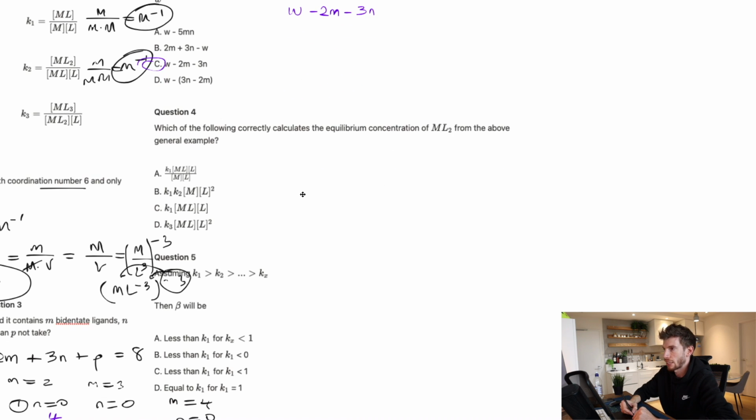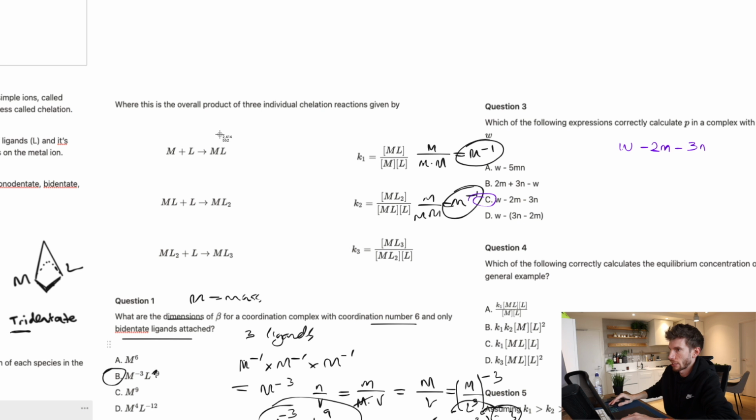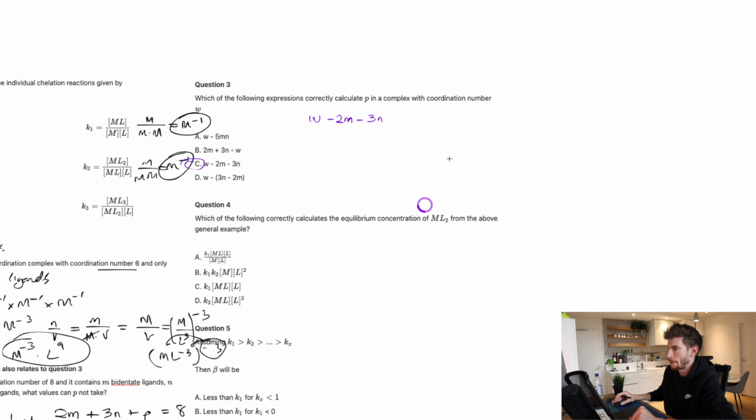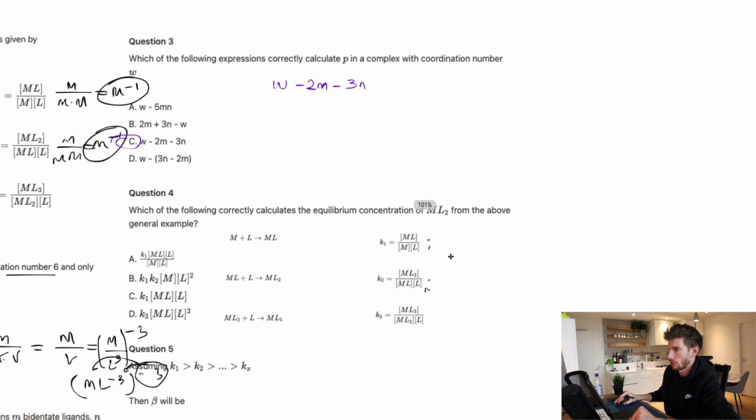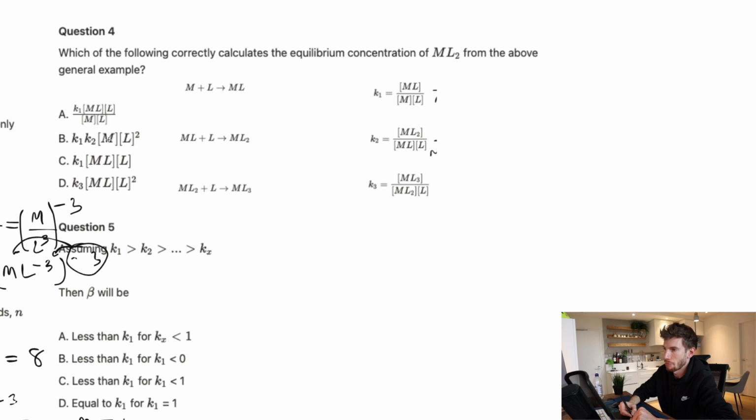Then, which of the following correctly calculates the equilibrium concentration of ML2 from the above general example? If you remember, we had ML2 that was formed. Let's grab it from here, screen grab this straight in, and put it here so we don't have to scroll too much. And we have to come up with a new expression for it. If we look at the options, it seems to be linking more to M and L and ML, so it's pointing us up this way.